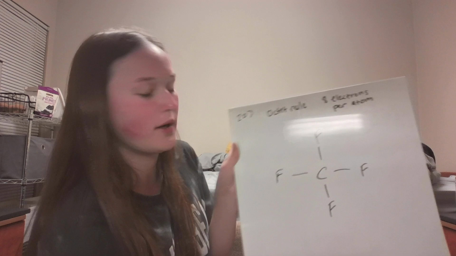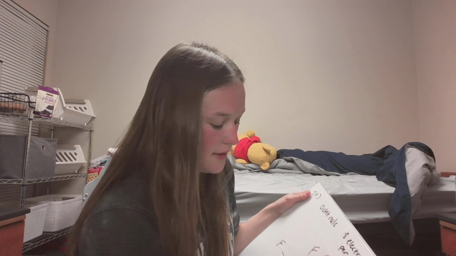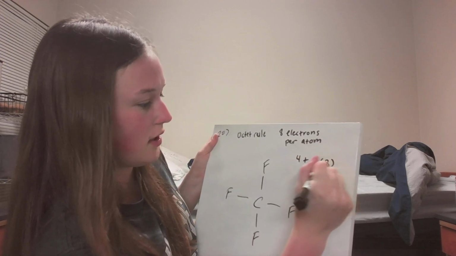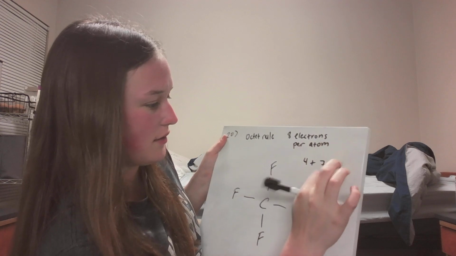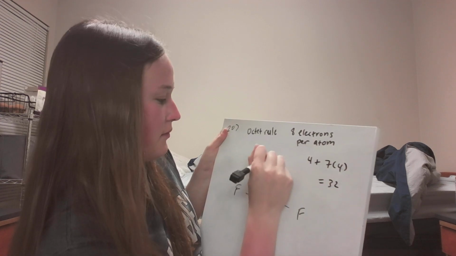So carbon likes to form 4 bonds. Fluorine likes to form 4 bonds. It's going to have the same valence electrons because carbon and silicon have the same valence electrons. It's going to be 4 plus 7 times 8. So we're going to get, or not 7 times 8, 7 times 4. So we're going to get 32 again.